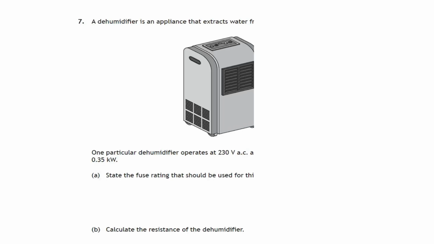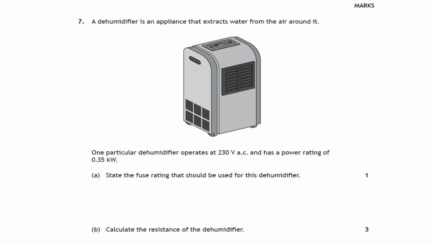A dehumidifier is an appliance that extracts water from the air around it. One particular dehumidifier operates at 230 volts AC and has a power rating of 0.35 kilowatts. A. State the fuse rating that should be used for this dehumidifier, and B. Calculate the resistance of this dehumidifier.